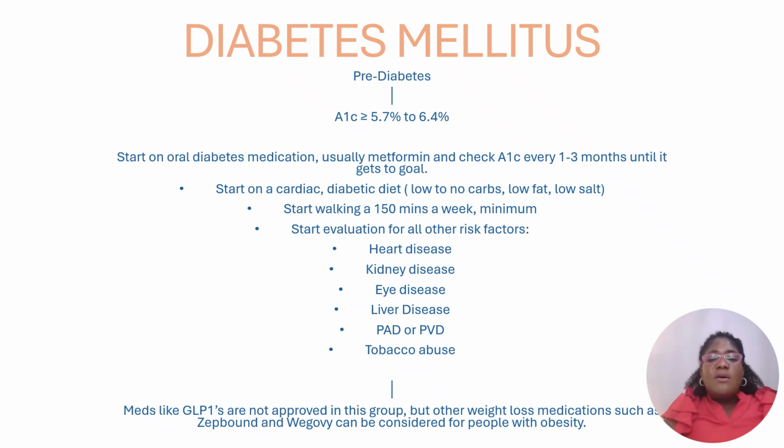And evaluation for all other risk factors is also started at this time. So risk factors would still include heart disease, kidney disease, eye disease, liver disease, peripheral arterial or peripheral venous disease, as well as review of a medical history to see if there's use of tobacco. Medications like the GLP-1s are not approved in this group, but other weight loss medications such as Zepbound or Wegovy can be considered for people with obesity.